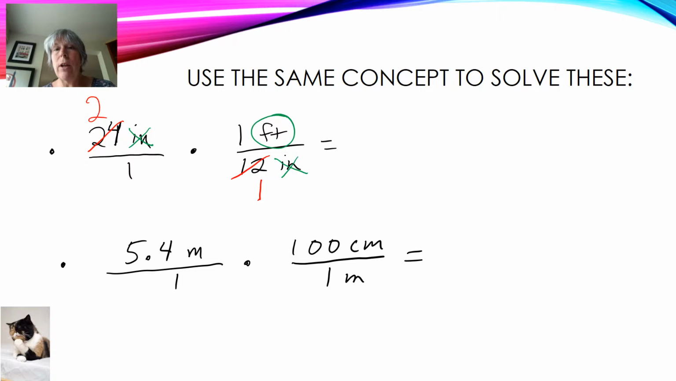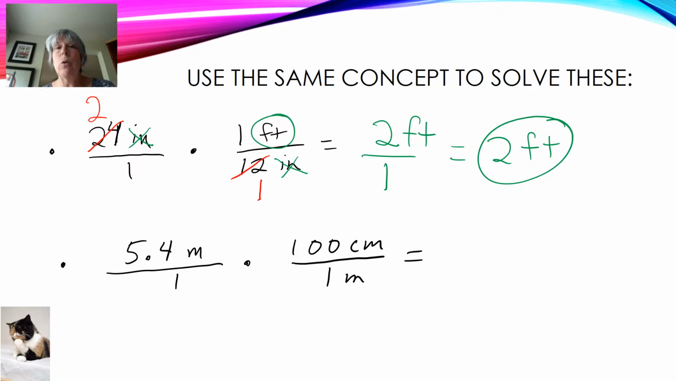So 2 times 1 on the top is 2, 1 times 1 on the bottom is 1, and I've still got those feet units left. 2 feet over 1 is the same as 2 feet. So what I did here was I used what we call a unit factor to convert 24 inches into 2 feet.